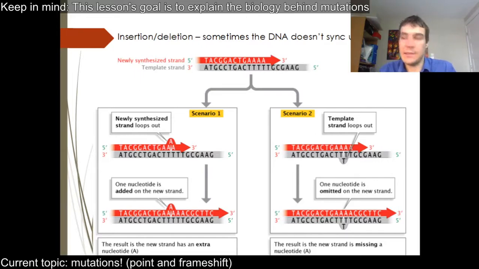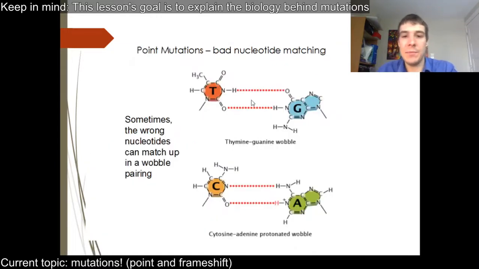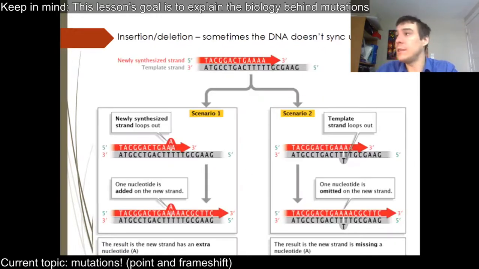It's interesting. So those are mutations, simple mutations. You can have these weird pairings, and you can have these frame shifts. And the last piece is mutagens. Mutagens. So this is putting it all together. All right, that's today's lesson.